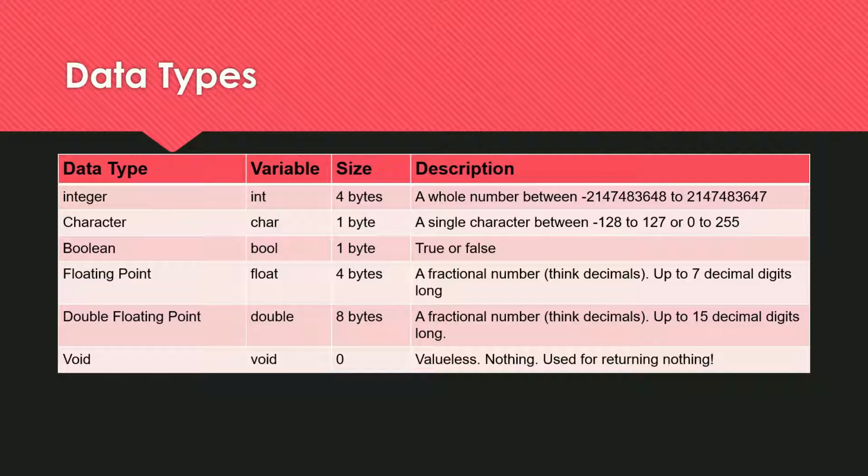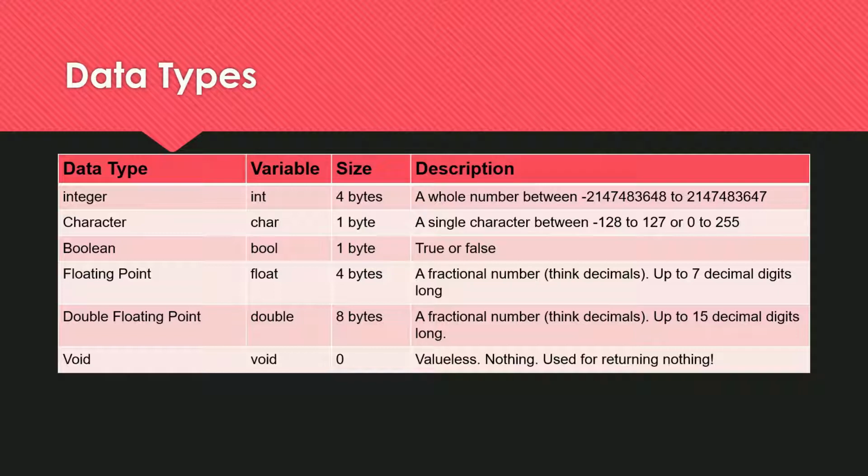Now a character, or the variable, would be a char or a char, depending on how you want to pronounce it. I've heard both. Either way is fine. It's going to be 1 byte. It's going to be a single character between negative 128 to 127, or 0 to 255. Now what do I mean by that? Well, there are these little tables that tell us exactly what the character is going to actually be in numbers. Don't worry about that right now. They're just A, B, C, D, what's on your keyboard.